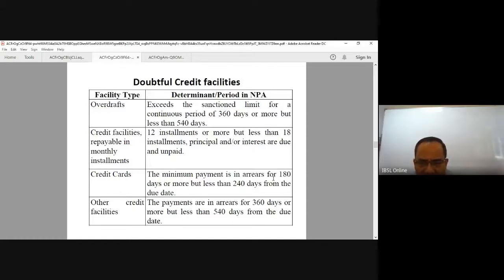Even though this kind of classification is given for credit cards, we are all okay in providing for this according to the guideline. But many banks, from the 90th day itself, sometimes write it down, because credit cards are very risky products, like what I told you. For other credit facilities, between 1 year and 540 days, we call it doubtful credit facilities. So SMA, then substandard, and then doubtful.